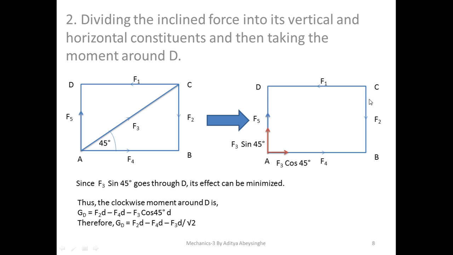So that is F2 times D, and the moment created by F4 around D is in the anti-clockwise direction, and that is F4 times D, because this distance is D. And the moment created by F3 cos 45 around D is the same as that created by F4, although its magnitude is different. It's counterclockwise, and the distance is D, so you have to subtract that as well. So you can simplify to find the moment around that point.